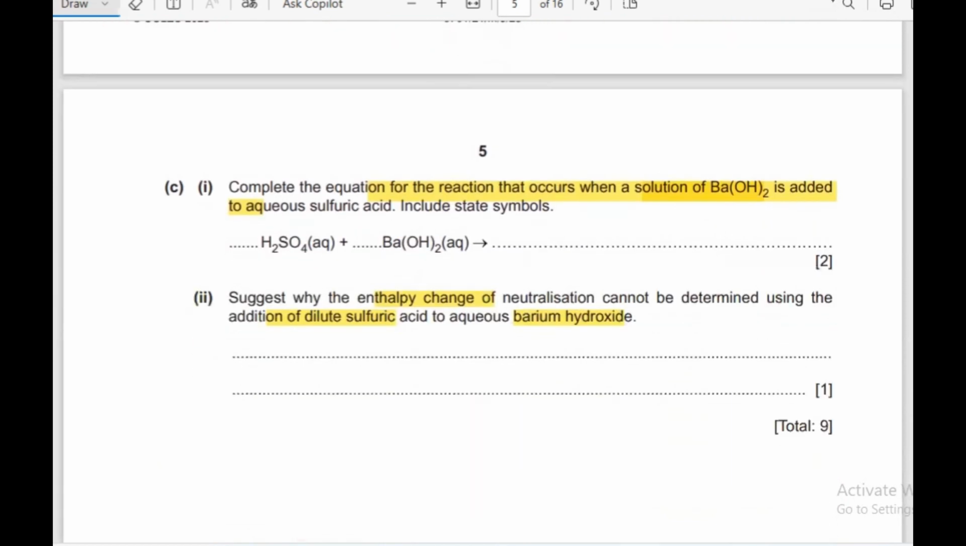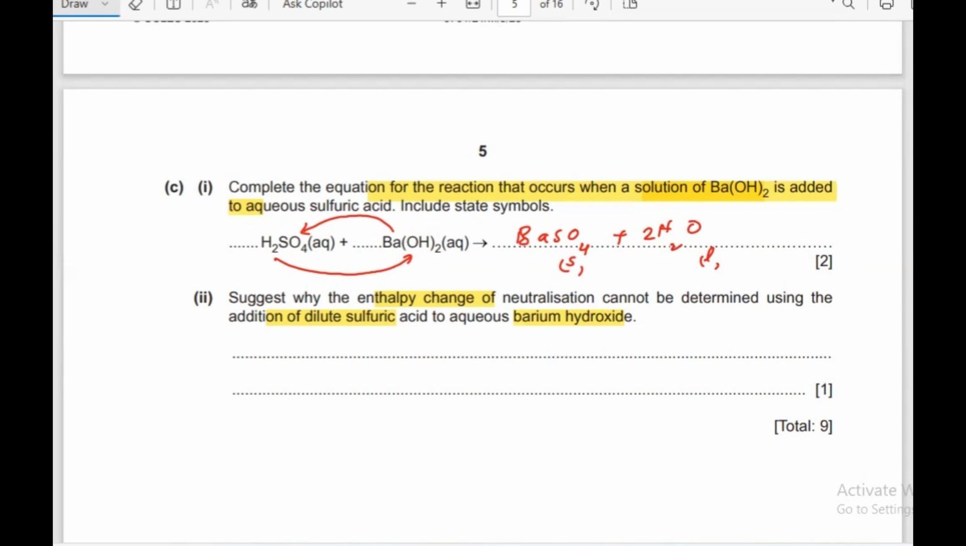Then the next part is the reaction between sulfuric acid and barium hydroxide. We'll get barium sulfate if we do the double displacement reaction, barium with sulfate and hydrogen with OH, then we will get H2O, and this is the balanced equation. If you put 2 here, you will get the balanced equation. So aqueous, aqueous, this is solid and this is liquid. This is the neutralization as well as the precipitation, because you are getting the precipitate as well.